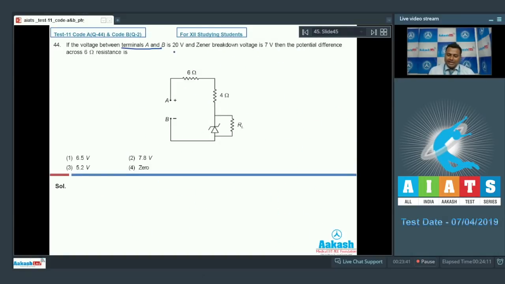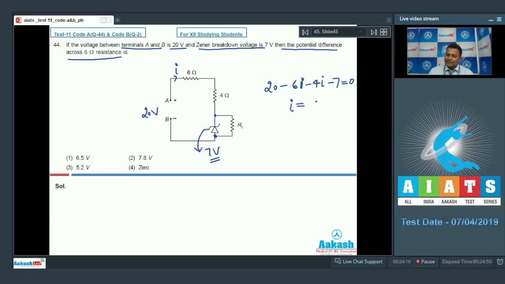A voltage between terminal A and B is 20 volt given, and Zener breakdown is 7 volt. Then the potential difference across 6 ohm resistance will be what? The Zener voltage is given, that is 7 volt. It means 7 volt will be fixed here and it is not changing across this Zener diode. Suppose I current is flowing. Now we can apply the KVL starting from B to A. 20 minus 6I minus 4I minus 7. We finally reached at B again, so 0. From here we have got the value of current I, that is 1.3 ampere.